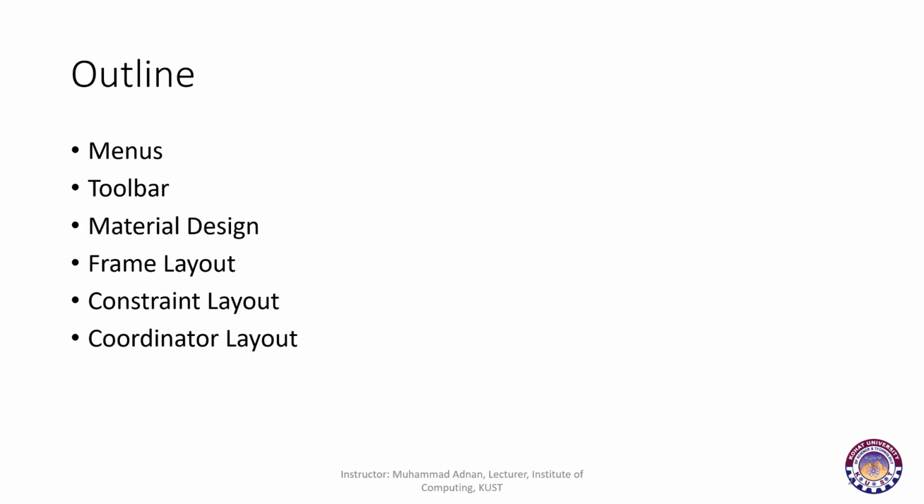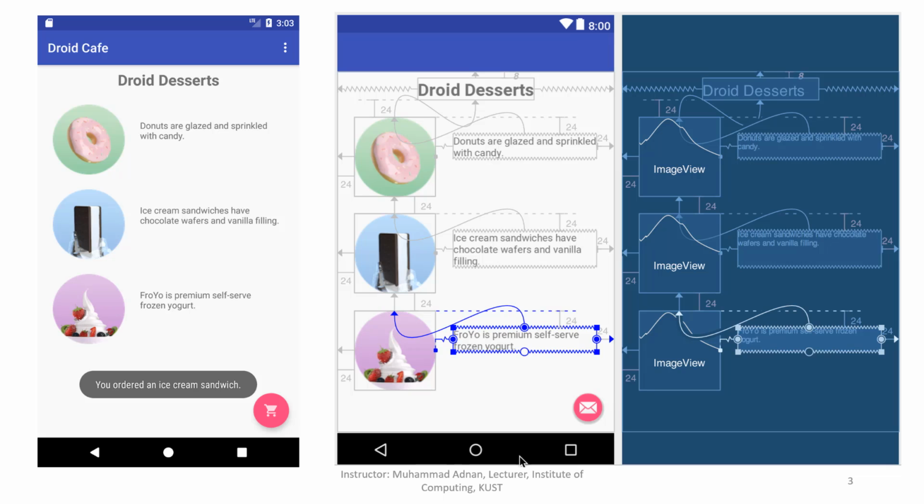So specifically we are going to discuss coordinator layout, and the objective of today's lecture is to create an app that allows you to order a dessert or a bakery item. So we have initially these three items: a donut, ice cream, and froyo. And you can click on any of these clickable images, and then a toast will appear. Here is an example: you order an ice cream sandwich, and then we can also work with this floating action button, how to use it, how to add it, and then this is a sketch or a blueprint of what is going to be done in this app.